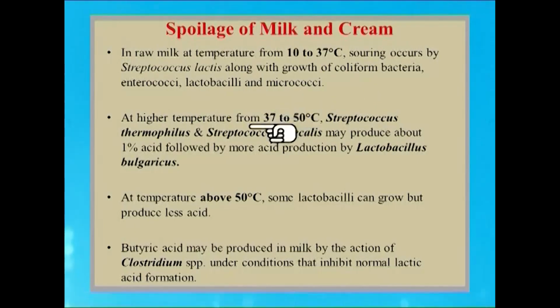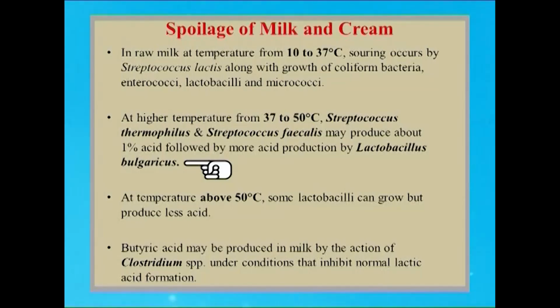However, at a little higher temperature, about 37 to 50 degrees Celsius, we find growth of Streptococcus thermophilus and Streptococcus faecalis, which produce about 1% acid, not so much. The rest of the acid is produced by Lactobacillus bulgaricus. So, all the microbiota together give an acidic pH to the milk if it is maintained at a temperature of 37 to 50 degrees Celsius.